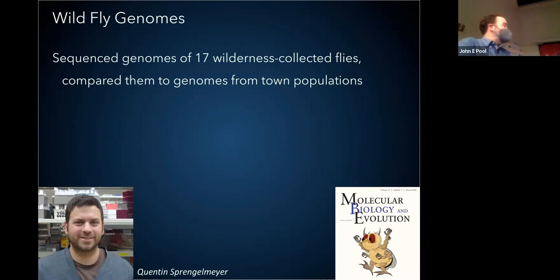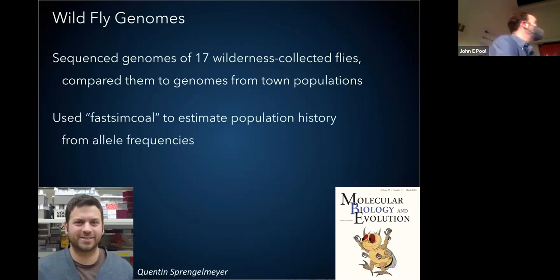Anyway, I want to emphasize that this study that I'm about to talk about is especially the work of Quentin Sprengelmeyer, who is a recent PhD student in my lab since graduated. What Quentin did is he used a software program called fastsimcoal, which uses the allele frequency spectrum across multiple populations to learn about parameters of population history.